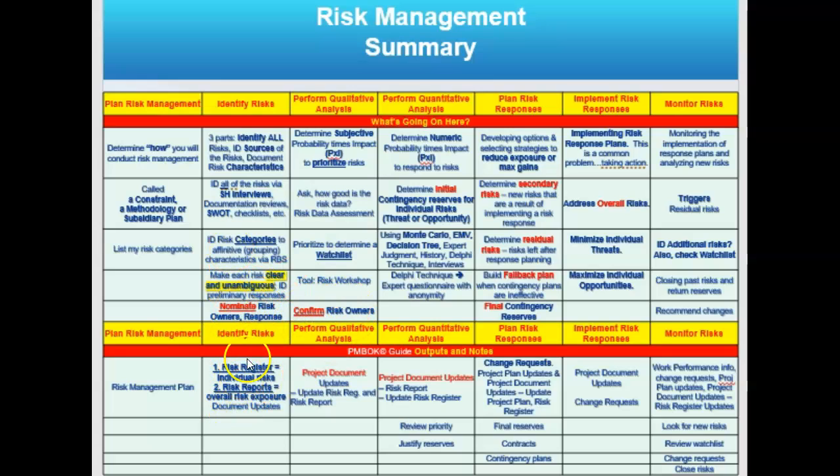Now my outputs when I identify risk is the risk register, the big one, my list of risks, which I will prioritize next in qualitative analysis. And of course my risk reports, that executive summary, which will include a sense of the overall project risk. You can use this chart that way.